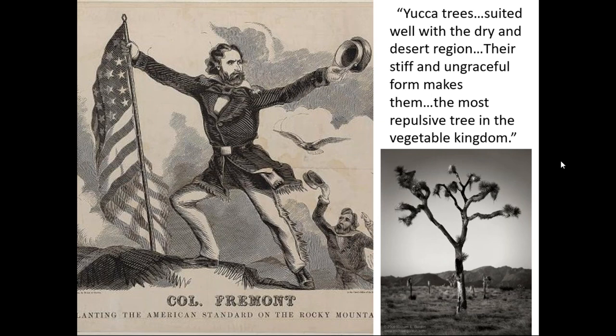It is suited with the dry and desert region. And their stiff and ungraceful form makes them the most repulsive tree of the vegetable kingdom. This is the meanest thing that has ever been written about a plant in human history, in my opinion. What the heck, John C. Fremont? No more Bear Republic for me. I'm not going up to that place where they sell Bear Republic, Racer 5, all that stuff. And he is so mean to this tree because of this conception of the American desert, right? That it's inhospitable.